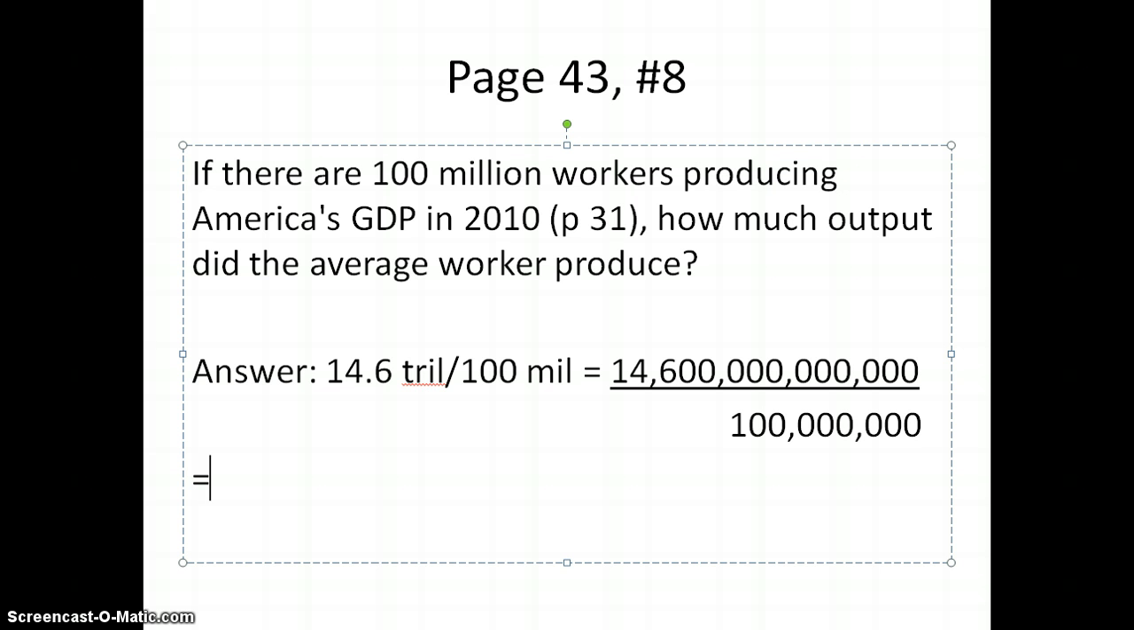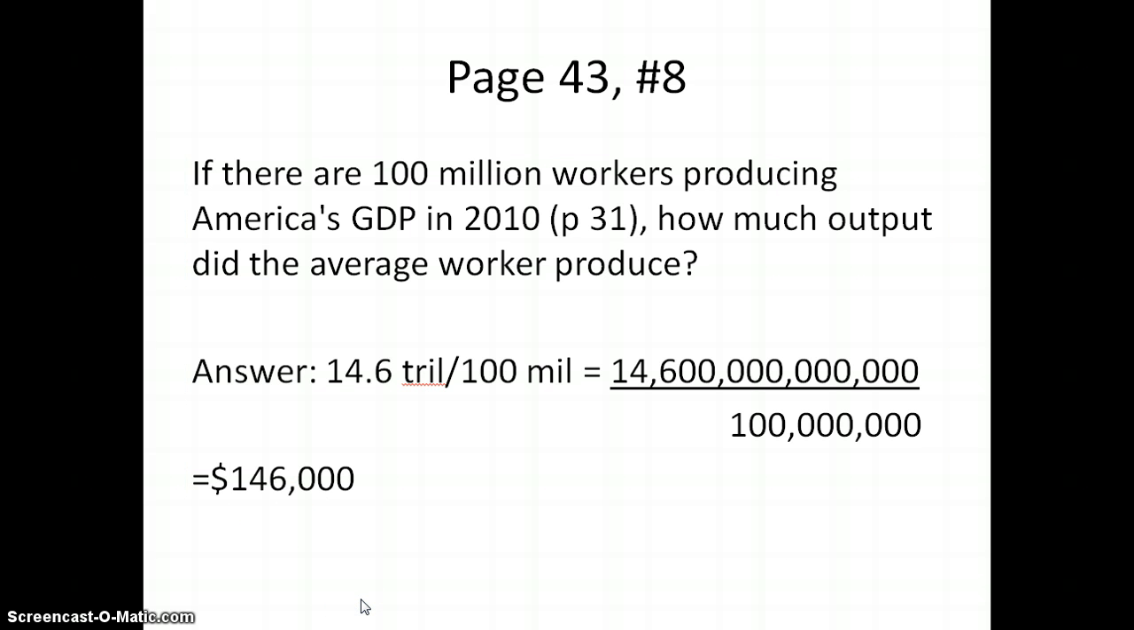Okay. So this set of 3 zeros cancels, and that set, and then 2 more. So I am left with the 14,600, and then 1 more zero. So we go back and replace our commas, and we find that this means that the average U.S. worker produces about $146,000 per year of product.